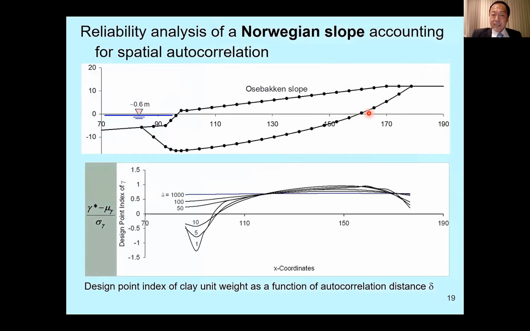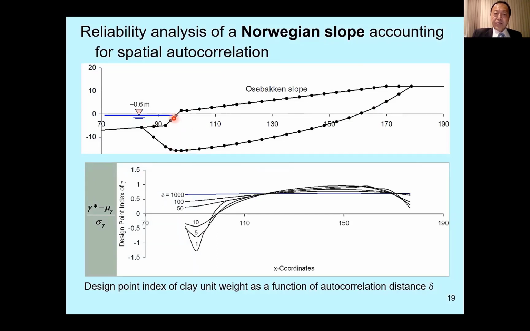An interesting thing about this case is that since we treat the unit weight as spatially autocorrelated, for the case where the autocorrelation distance is 10 meters, which is typical, you actually have a unit weight in this region smaller than the mean value, whereas the unit weight in this region is higher than the mean value. You can understand that by noting that this is the resisting zone for this slope that tends to fail this way.